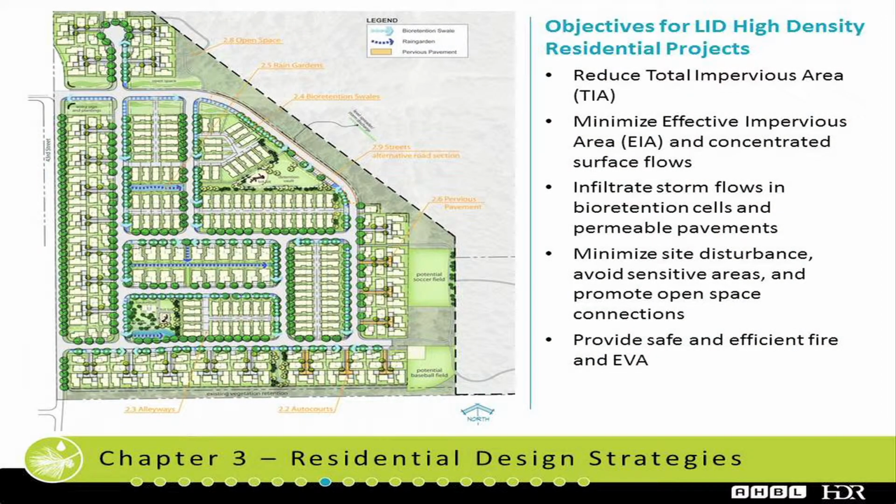We want to use infiltration BMPs as our preferred method for meeting core element requirements 5 and 6 for flow control and water quality treatment. We want to minimize site disturbance, avoid sensitive areas, promote open space connections, and provide safe and efficient fire, and this is LENS abbreviation EVA.